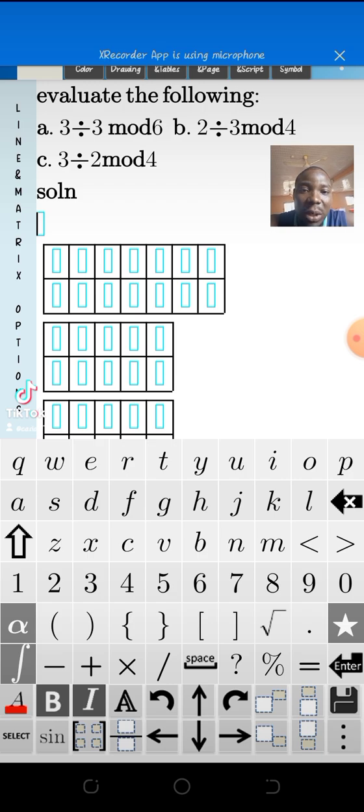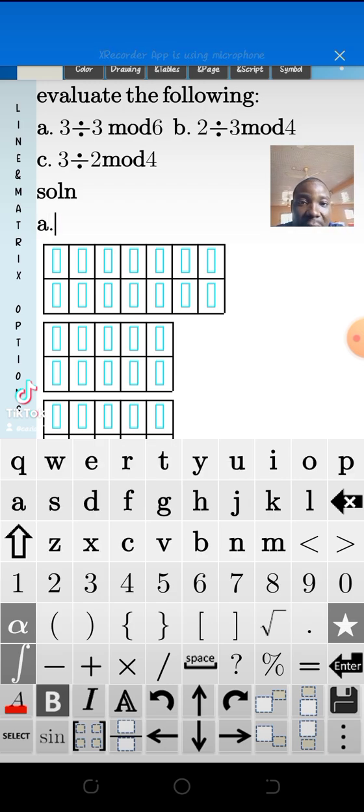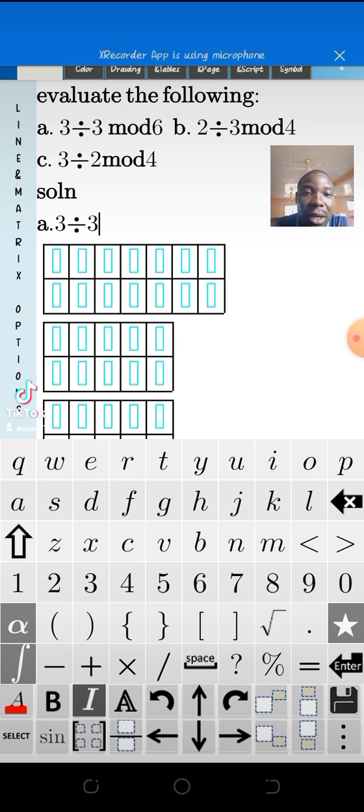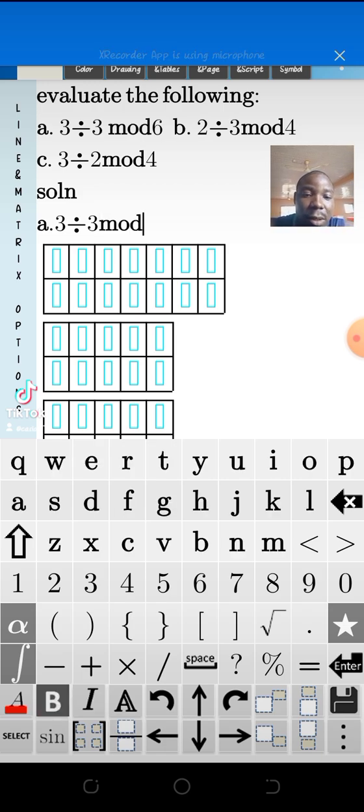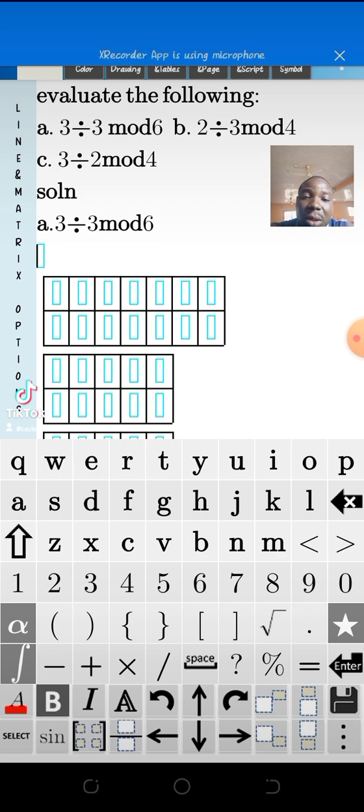Okay. So let's begin with the first one, where we have 3 divided by 3 in mod 6. One of the easiest methods I derive for solving division in modular arithmetic is the tabular method. The reason why I love using the tabular method, especially for those of us who are still in secondary school level, is that it's going to bring out all the values of x, or all the answers, to the problem. Because sometimes you might have more than one answer when you resolve problems in modular arithmetic. So that's the main reason why I love using the tabular method.